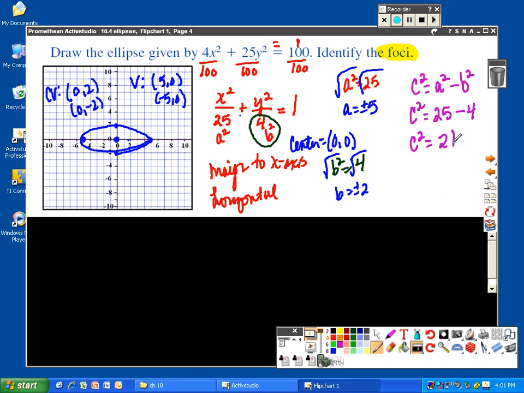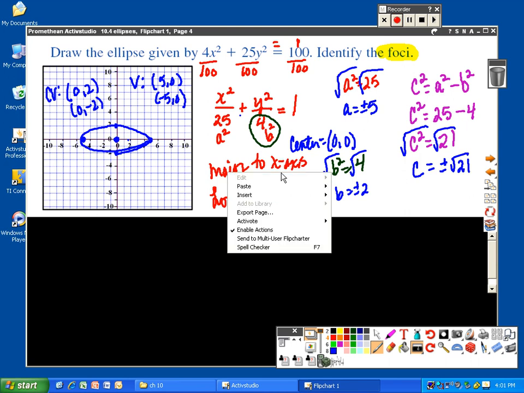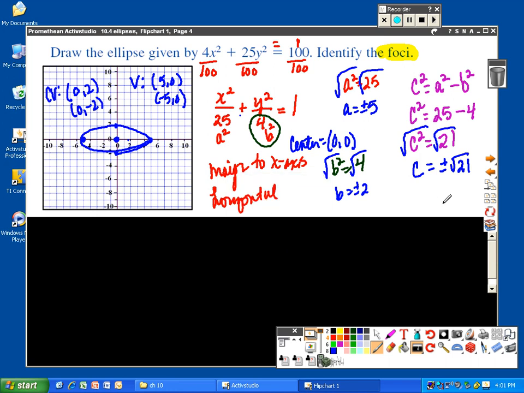So if I square root both those, c equals plus or minus the square root of 21. So I must go plus or minus the square root of 21 off of my center on the major axis. So if I'm at 0, 0, let's see, square root 25 is 5, so the square root of 21 is a little bit less than 5. So my foci should be here at 4 point and negative 4 point. So my foci are at square root 21, 0, and negative square root 21, 0.